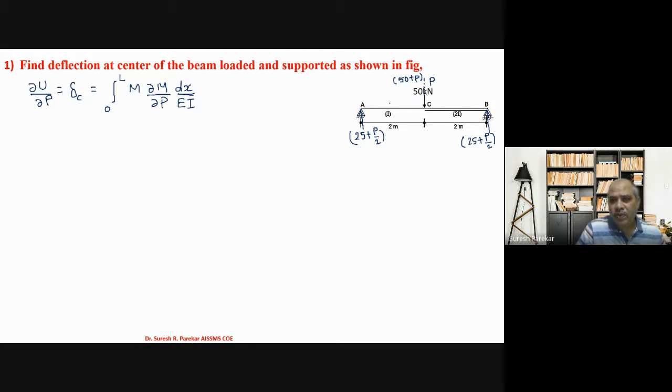Now we are going to have two regions. One region we have A to C, and second region we have B to C. So now we will go directly. You can prepare the table and you can solve it. So we will go with that table.